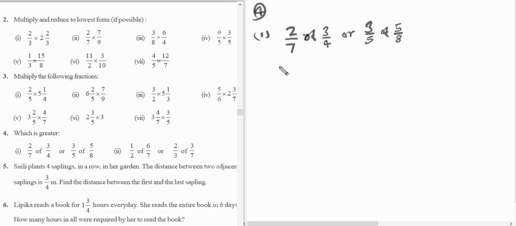Now 2 by 7, let us take first this one and solve it. Find the value of this. 2 by 7 into 3 by 4, right? Now 2 by 7 into 3 by 4, you can cancel it here. 4, 2 1s are 2, 2 2s are 4, 2 2s are 4, and 3 1s are 3 upon 2 7s are 14.